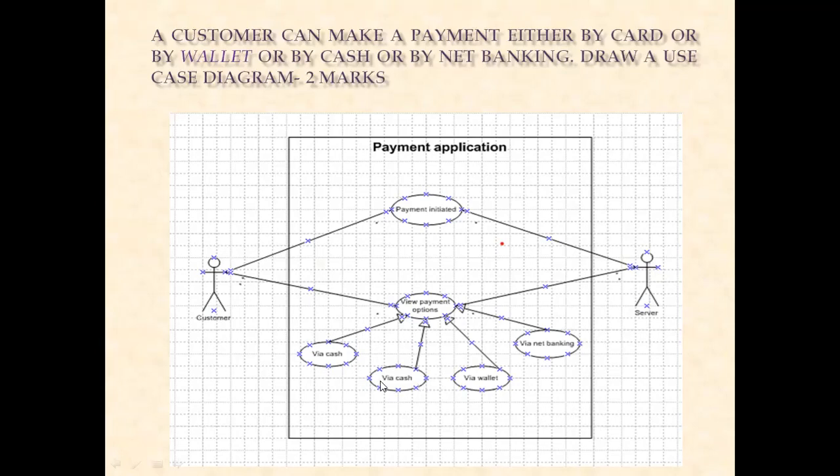Please note there is a small typo here. It has to be the card. By mistake, it is still showing cash. Don't worry, it is cash, card, wallet, and net banking. All of this is connected and supported by a server or by a bank. That is how you need to draw the first use case diagram.